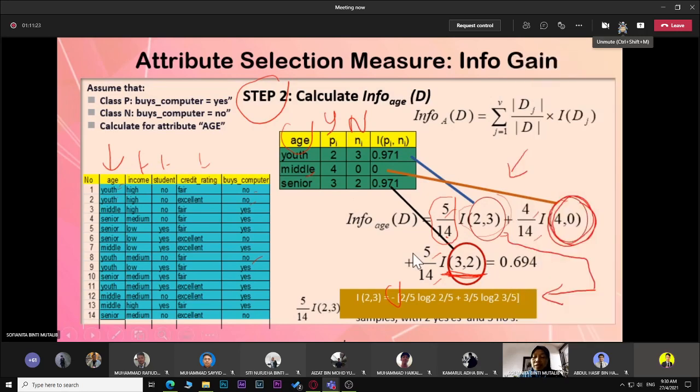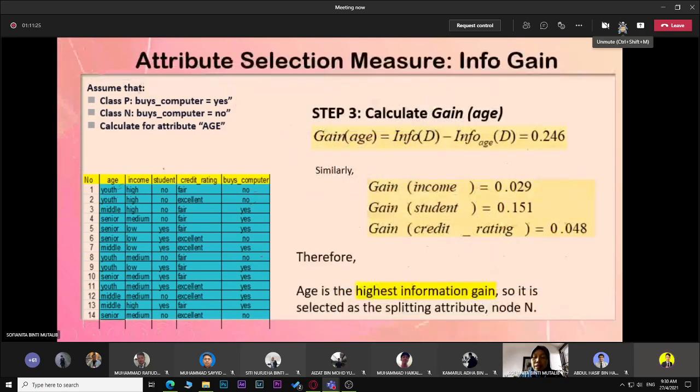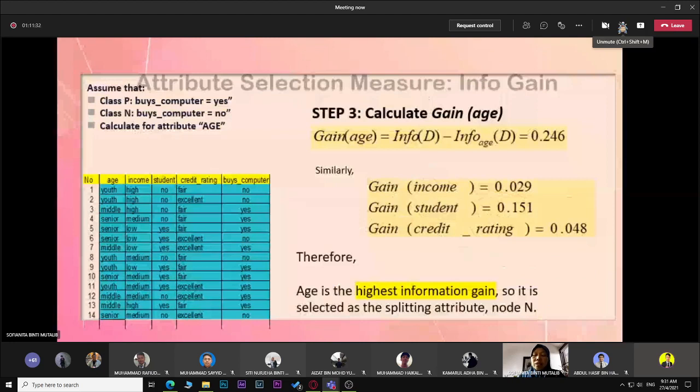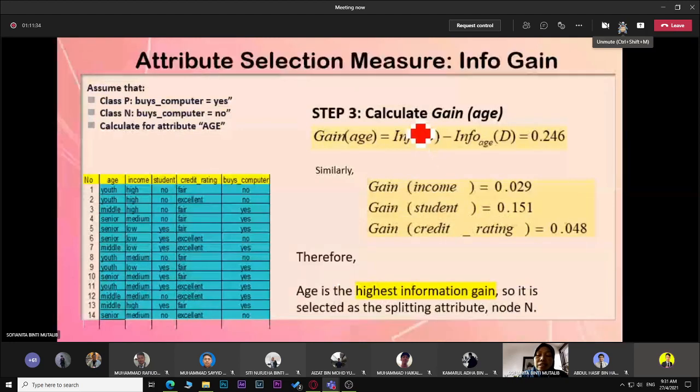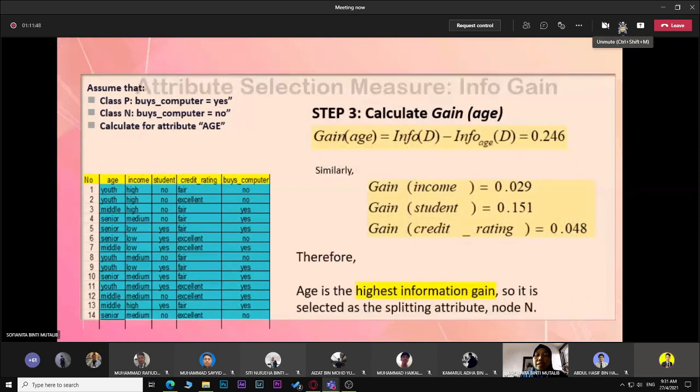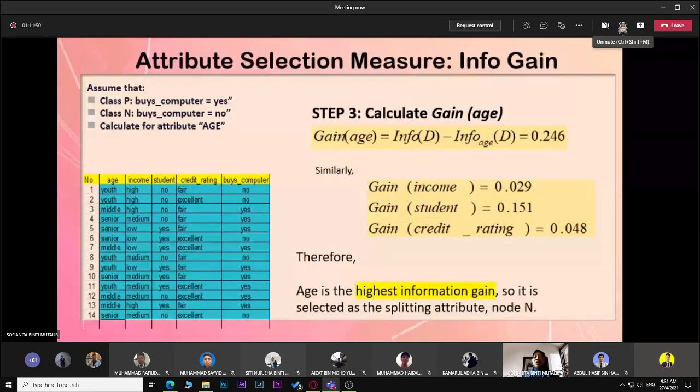Okay. So you need to calculate, this one is for age. Next, you need to calculate it for the others. Okay, you need to calculate what we call income, student, and credit rating. Okay, next, say you already get everything done and calculated.